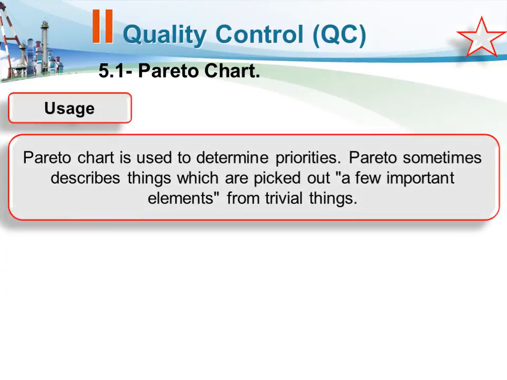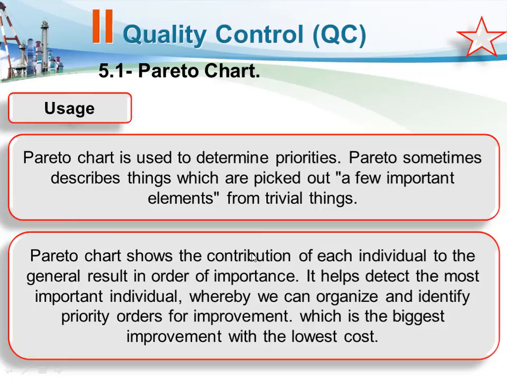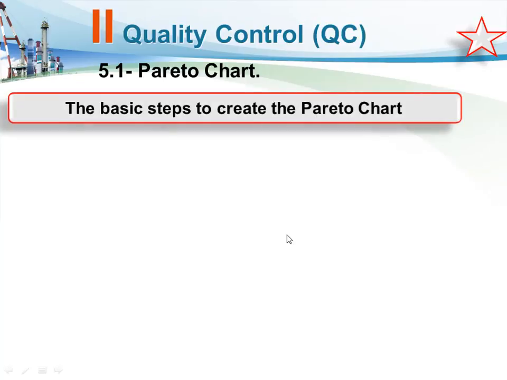Pareto chart is used to determine priority. Pareto sometimes describes things with a picture, a few important elements from trivial things. Pareto chart shows the contribution of each individual to the general result in order of importance. It helps detect the most important individual, whereby we can organize and identify priority order for improvement. Which is the biggest improvement with the lowest cost?